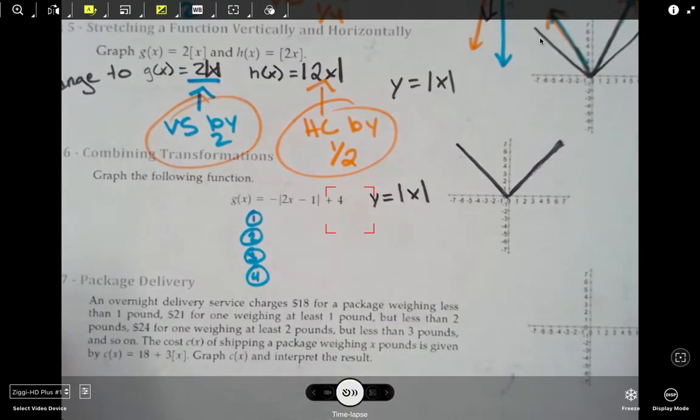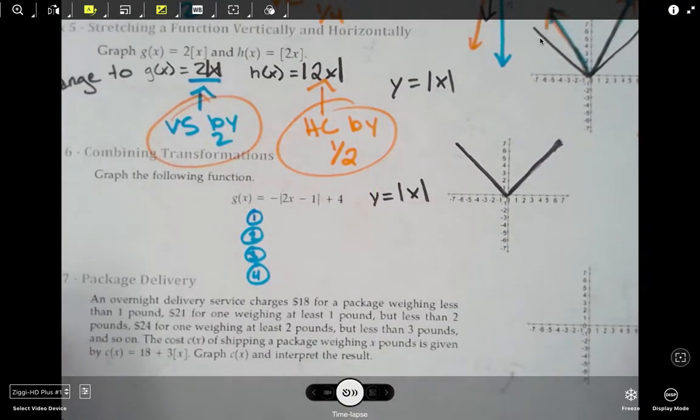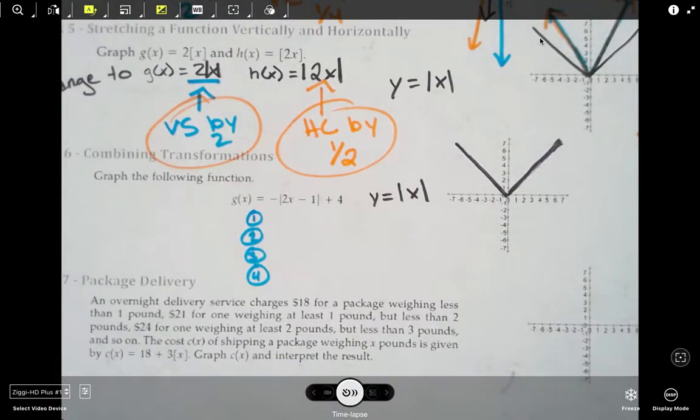Did I say go in order? Have I talked about order yet? Sometimes the order matters. If you're combining transformations, sometimes the order matters because if I reflect something and then I move it up, it's different than moving up and then reflecting, right? In some cases. So what order do you go in?